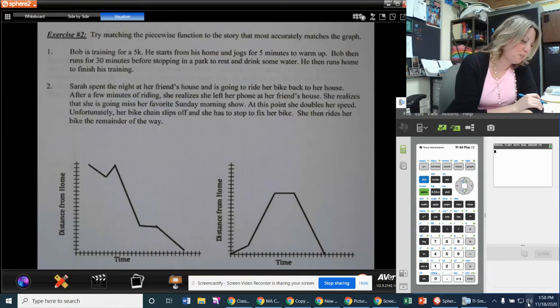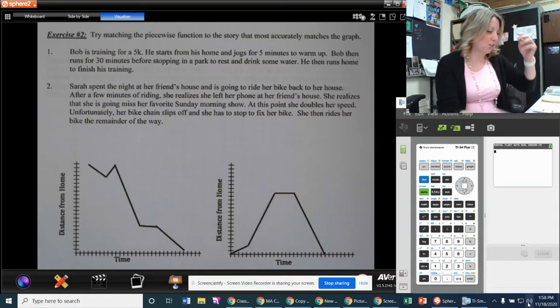Unfortunately, her bike chain slips off. Boy, Sarah's got a journey, huh? Her bike chain slips off and she has to stop and fix her bike. Then she rides her bike the remainder of the way home.